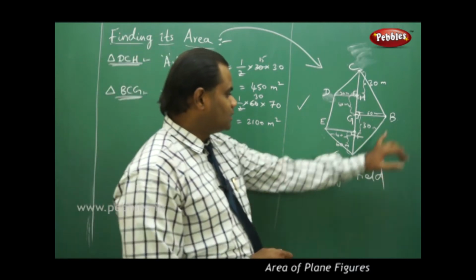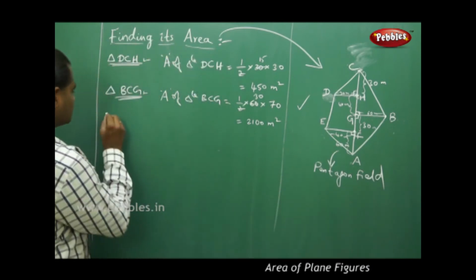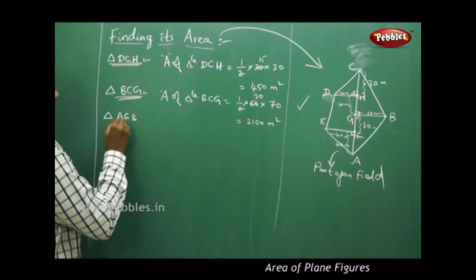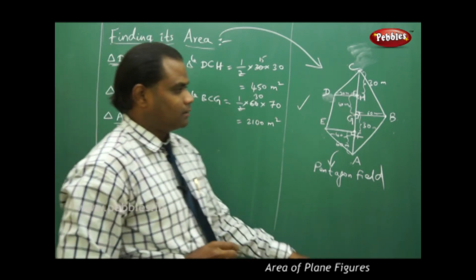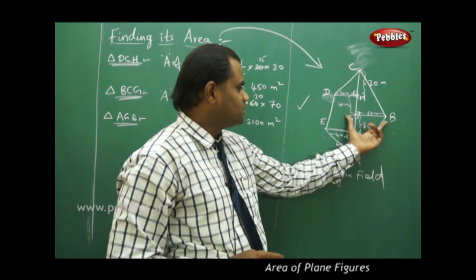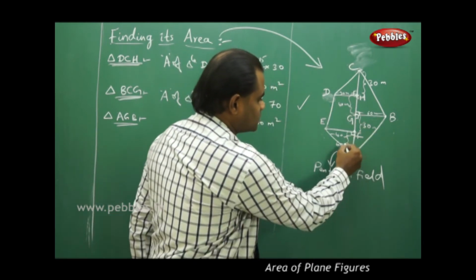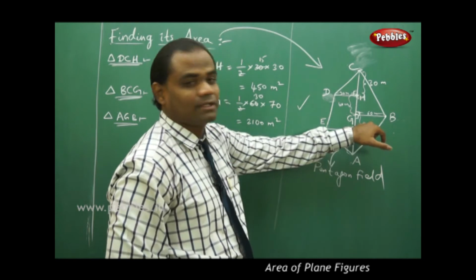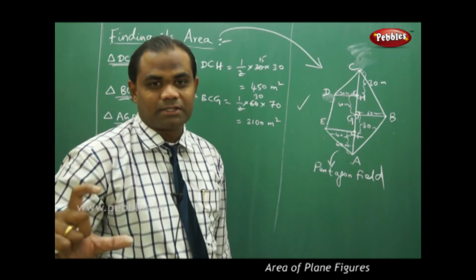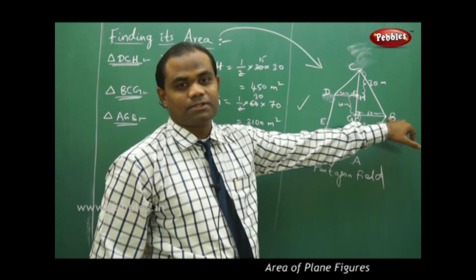Similarly, I go to the triangle BGA or AGB and find in a similar manner. So my next triangle here is triangle AGB. This is of course an inverted triangle where the base is BG and the height is AG. So base is BG, which is 60 meters, and the height AG is 30 plus 60, which is 90, because this is 60 and this is 30. So my height of this triangle would be 90 and the base would be 60 meters.